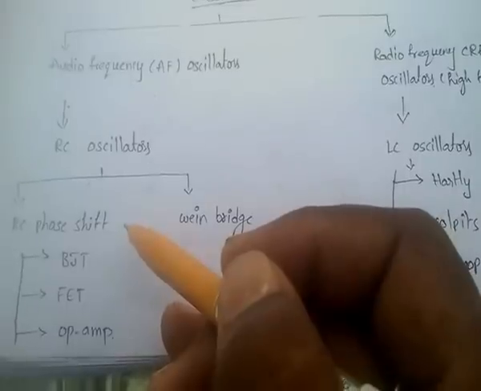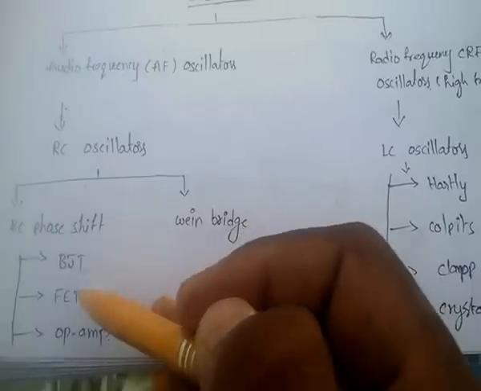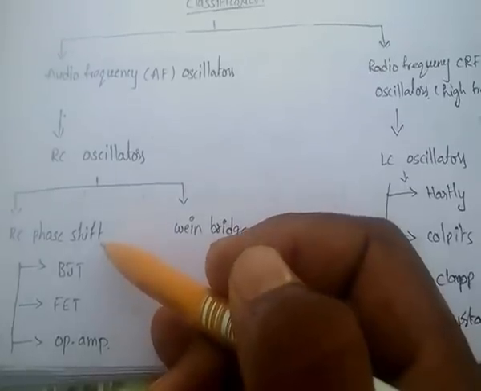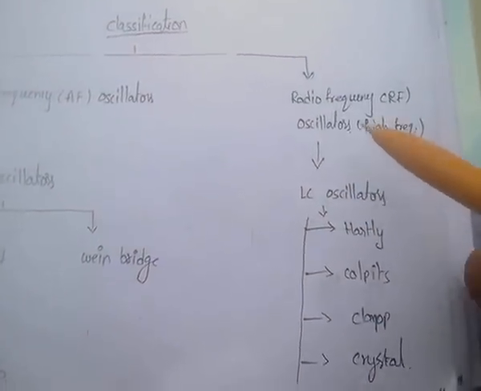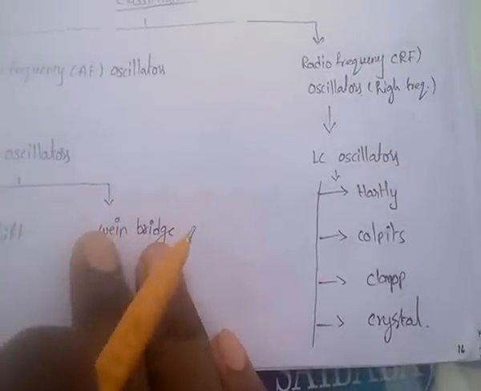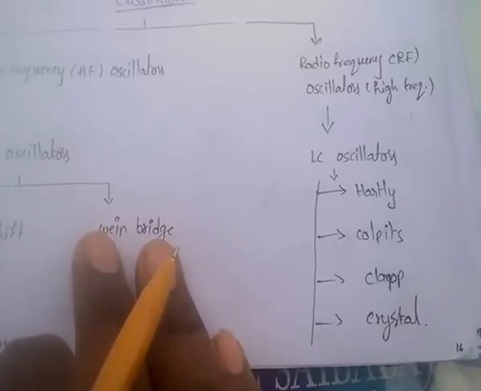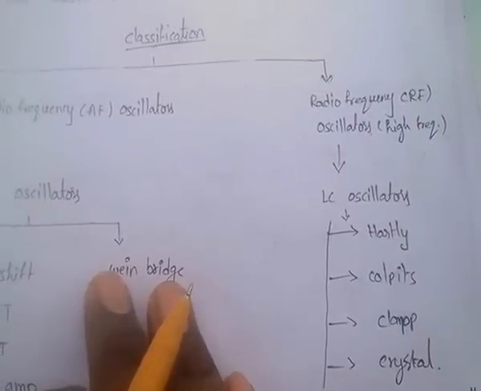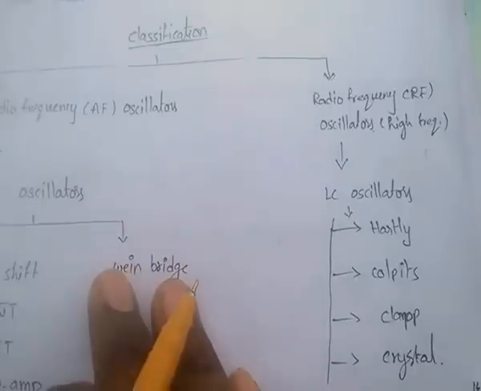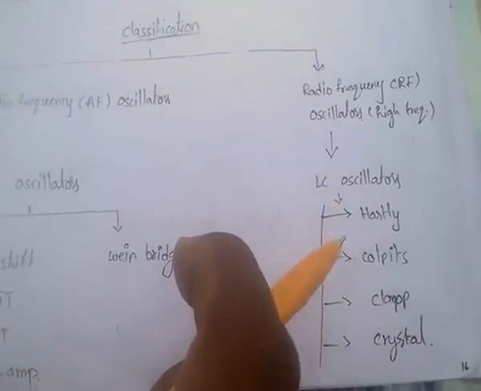In RC phase shift oscillators, we can use BJT, FET, or op amp. Op amp means operational amplifier. Radio frequency or high frequency oscillators are LC oscillators: Hartley, Colpitts, Clapp, and crystal oscillators. So low frequency oscillators are RC oscillators, and high frequency oscillators are LC oscillators.